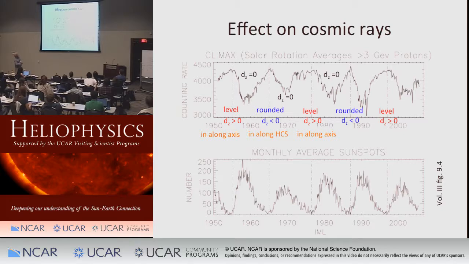So when DZ is positive, I get this kind of shape. This is when the cosmic rays are coming in along the poles. And then here's where they're coming in along the heliospheric current sheet. I don't know that I can explain why they have the shape they do, but it's not surprising when you hear that they have different paths into the solar system that the way that they behave over the solar minimum is going to be different. So you have this distinct even-odd pattern. You can definitely see here that the solar cycle is a 22-year cycle.